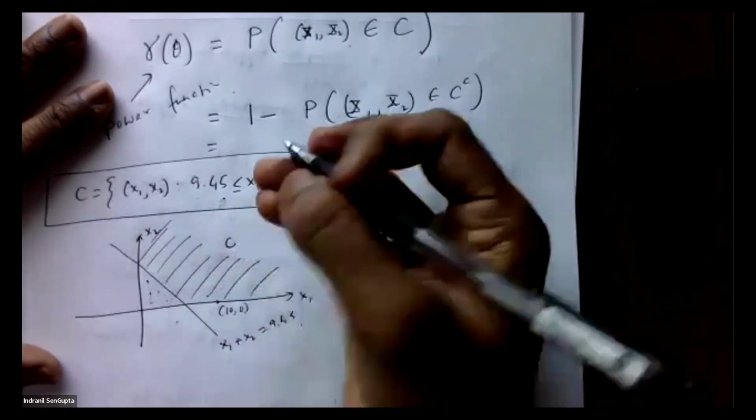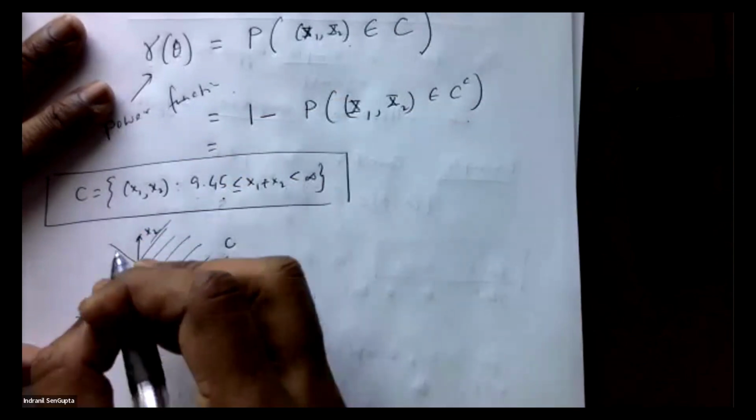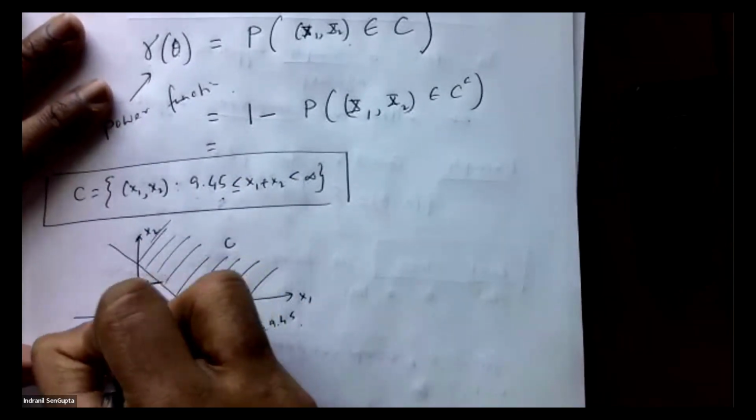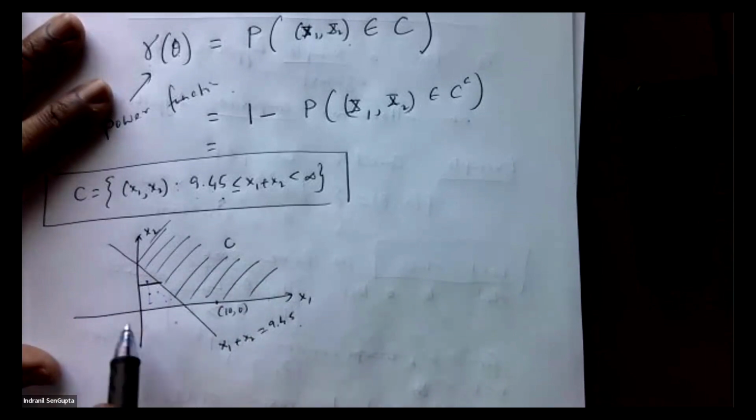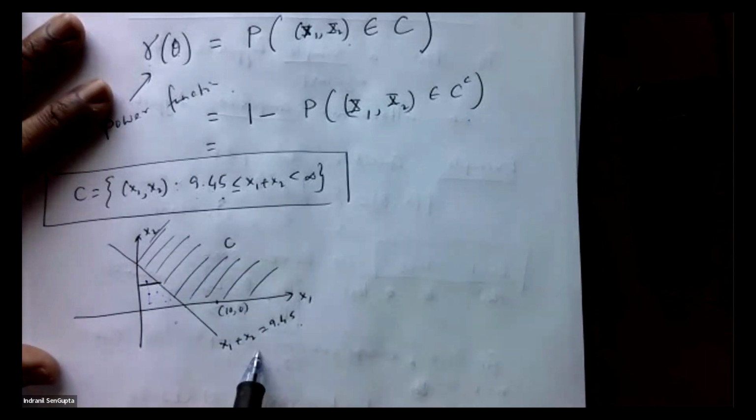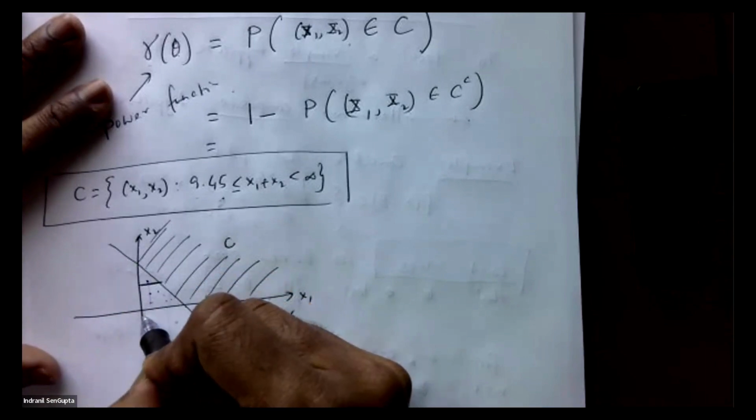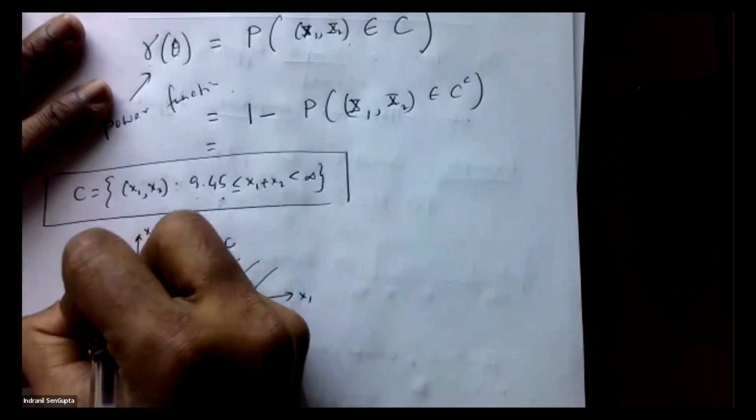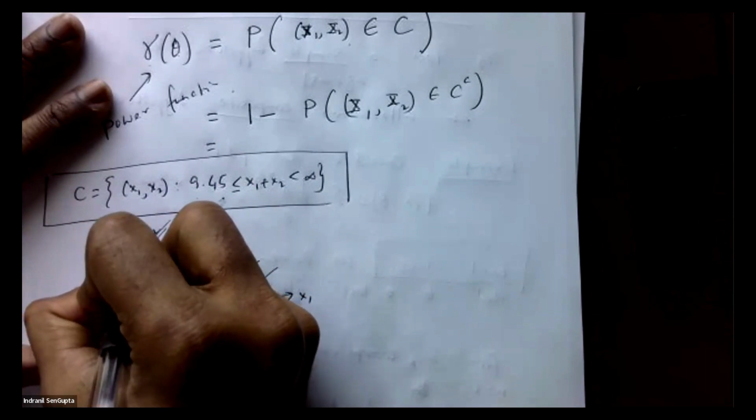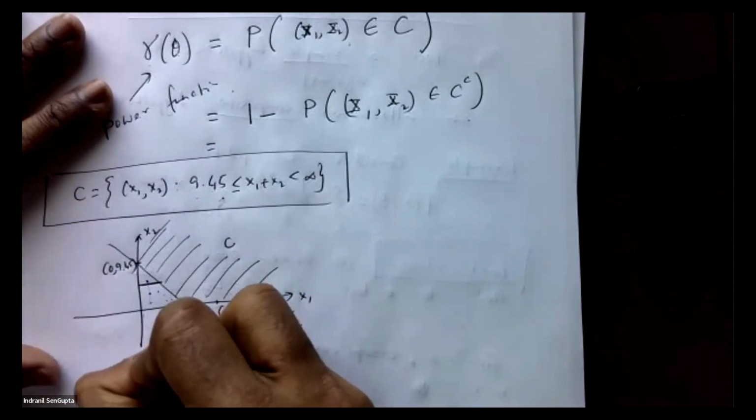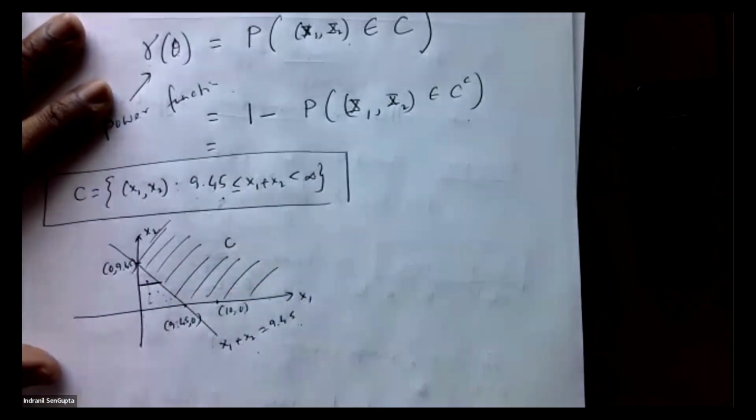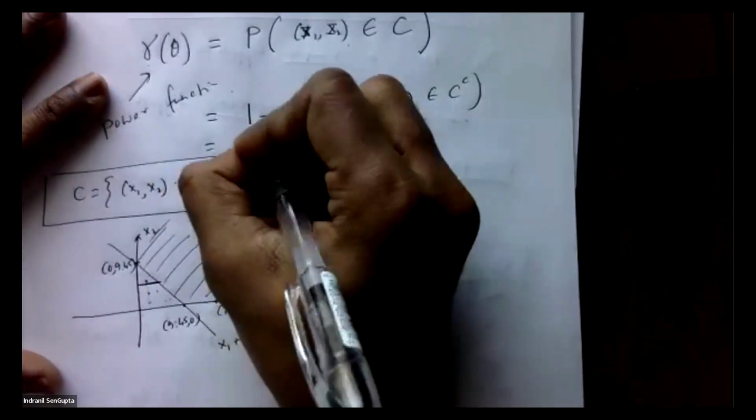So it's basically I have to go for the x-axis. So it's 0 to 9.45 minus x2, and then I have to put this strip up and down between 0 and 9.45. So this point is 9.45, and this point is 9.45, right? Yeah, it's a very simple double integration.